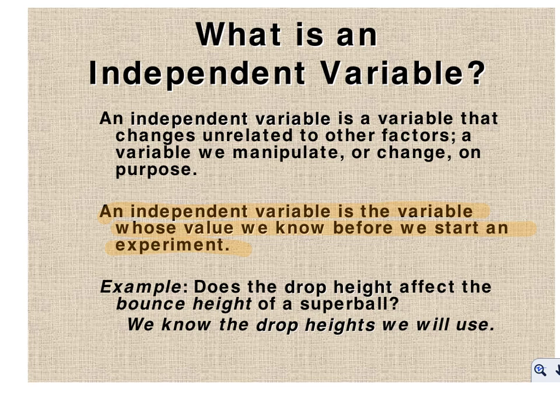From here, you want to know the difference between a dependent and an independent variable. An independent variable changes unrelated to other factors. We change them on purpose. The way to remember it is the independent variable is the variable we know before we start the experiment. If you know that you're changing the drop heights, then that'll be the independent variable in the drop height bounce height lab. We will know the drop heights we will use. Maybe you pick 1 meter high, then 2 meters high, and so on.